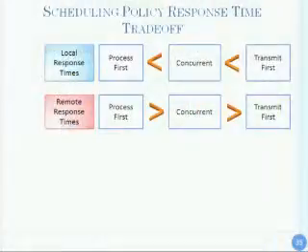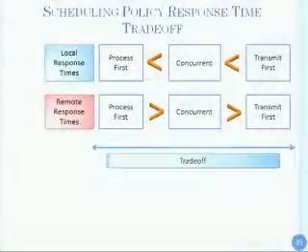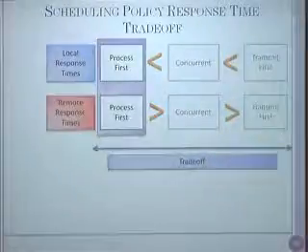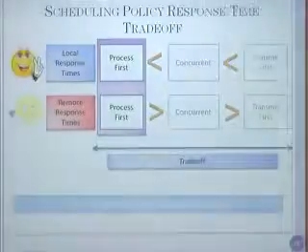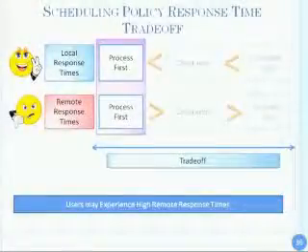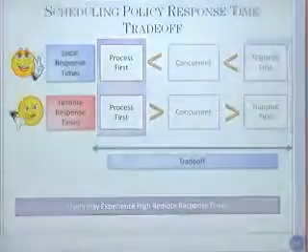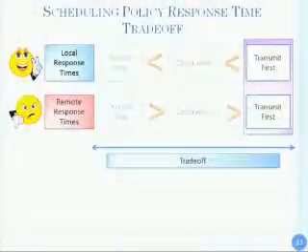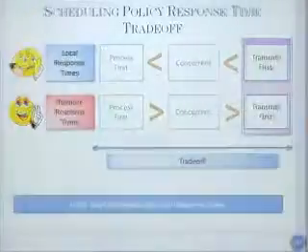Okay? Now, one issue with these existing policies is that they trade off local for remote response times in sort of an all or nothing fashion. Okay? If we use process first scheduling, users experience good local response times, but poor remote response times. Okay? And if we use transmit first scheduling, then users experience good remote response times, but poor local response times.